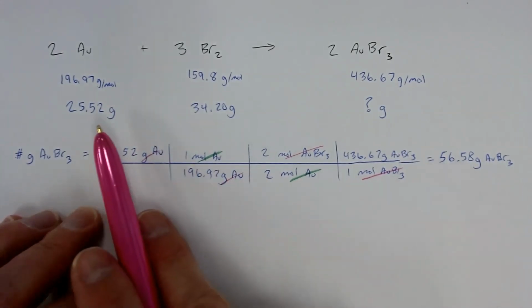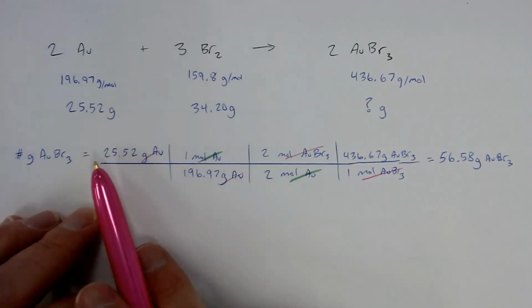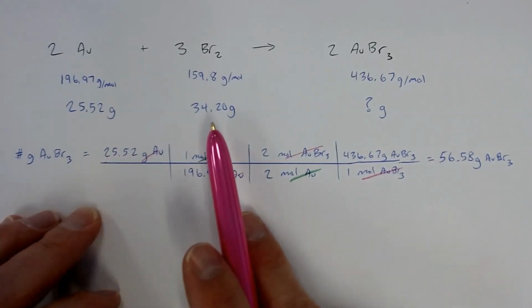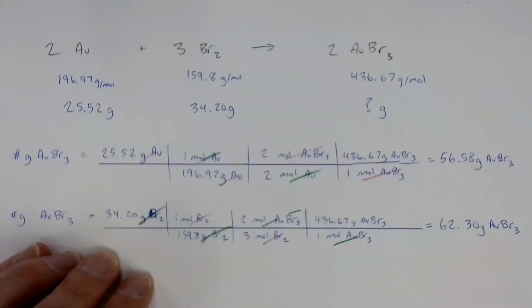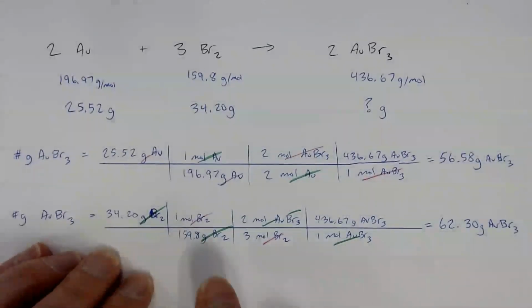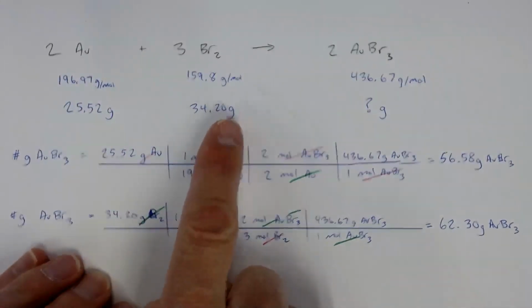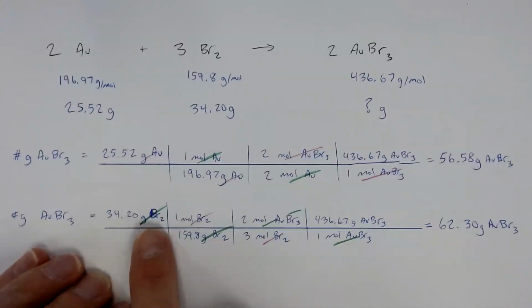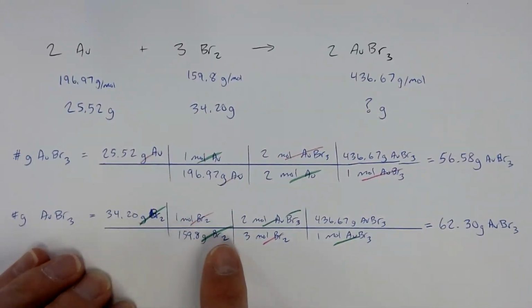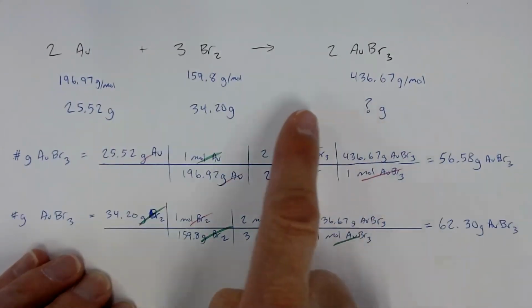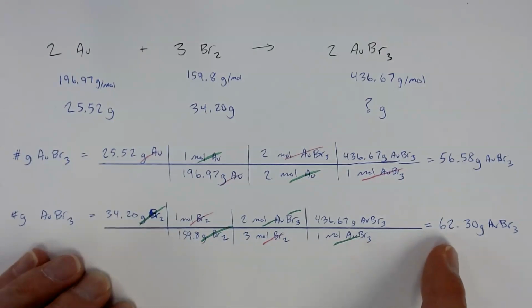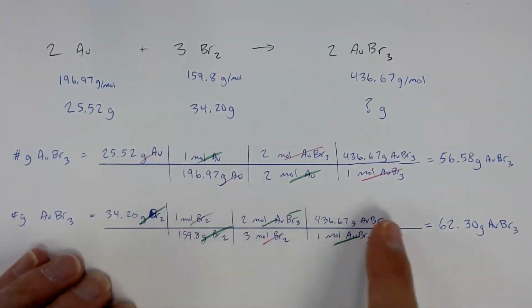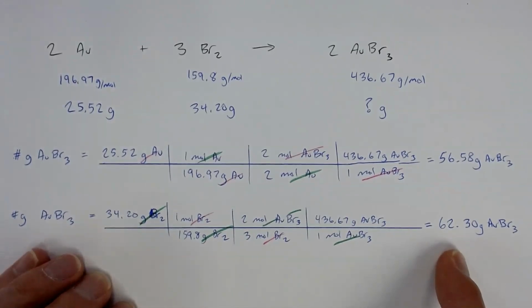Will all of this gold react? We're not sure yet. I have to do this same process, but I'm going to do it with bromine. So let me pause and I'll show you that. And when we do this calculation, we see that we have 34.20 grams of bromine. If that fully reacted, converting with the molar mass of bromine, looking at the 2 to 3 ratio, 2 gold bromides for every 3 bromines, and then the molar mass of gold bromide, we see that if all of the bromine reacted, we would have 62.30 grams of gold bromide.